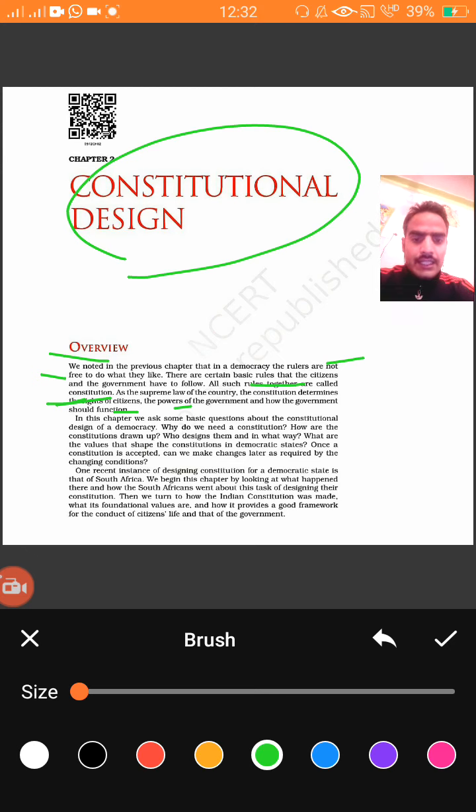Now, in this chapter we ask some basic questions about the constitution, design and democracy. Why do we need a constitution? हमें constitution की ज़रूरत क्यों है?